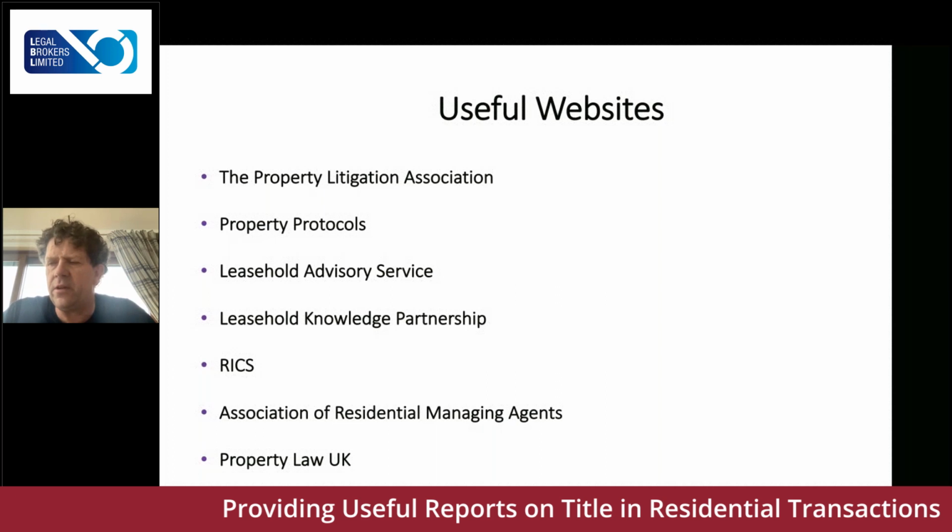There's a wealth of material sitting there for you and it's free to access. Property protocols, I always mention because of the boundary dispute protocol, very useful for giving advice relating to boundary issues, boundary problems, boundary sensitivity and boundary disputes.